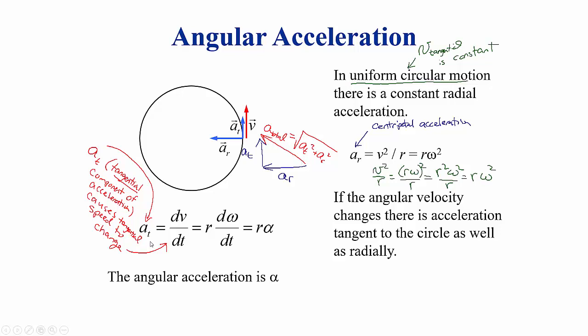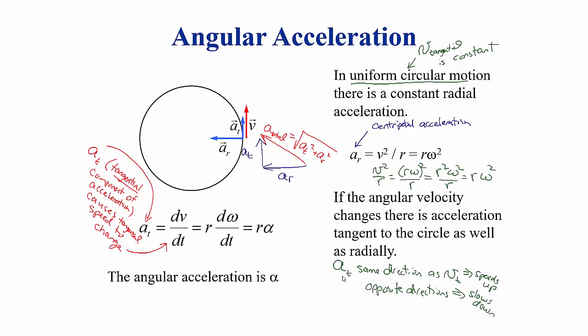The tangential component of the acceleration is related to how quickly the tangential velocity is changing. That tangential acceleration is dv/dt, the rate of change of the tangential velocity. v is r times omega, r times the angular velocity. So the derivative of v is the derivative of r omega, so that's r times d omega/dt. It's the rate of change of the angular velocity. And we're going to see that that rate of change of the angular velocity is what we define as the angular acceleration.